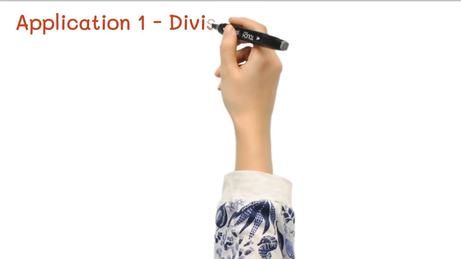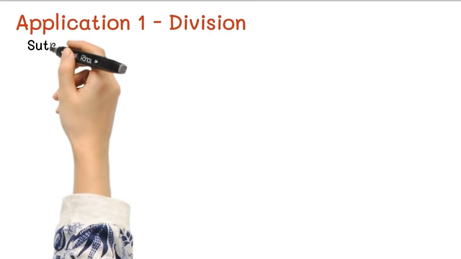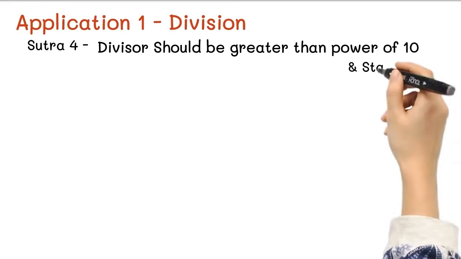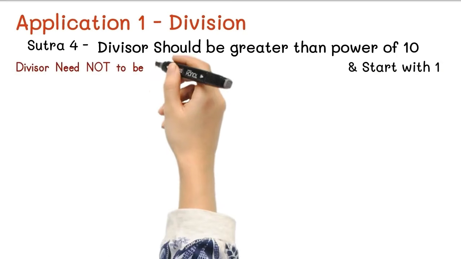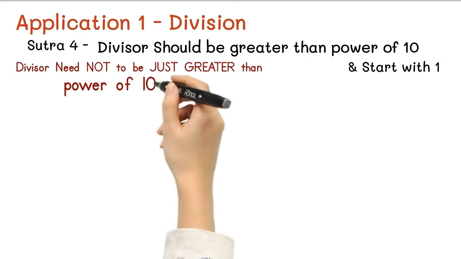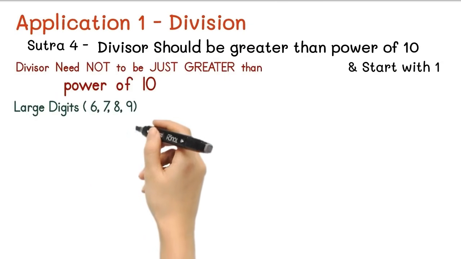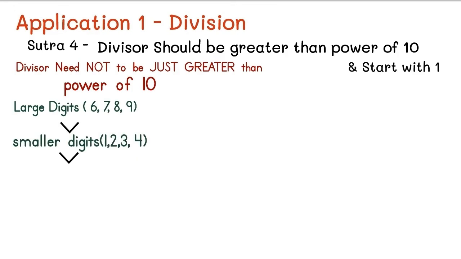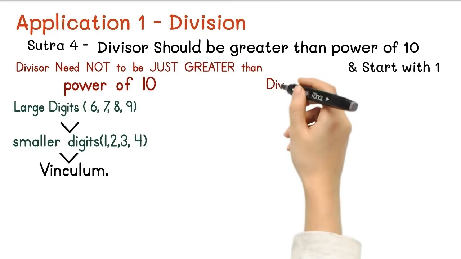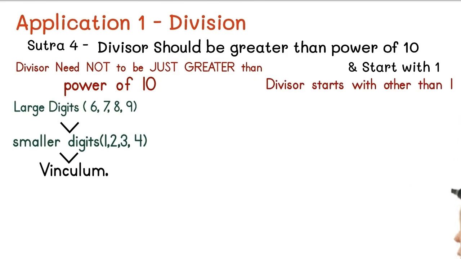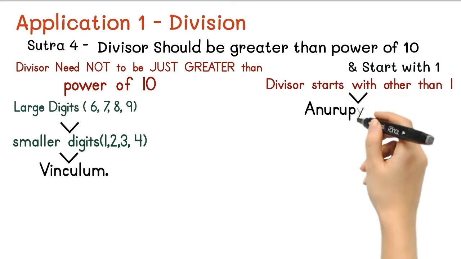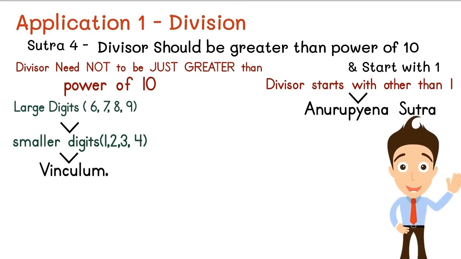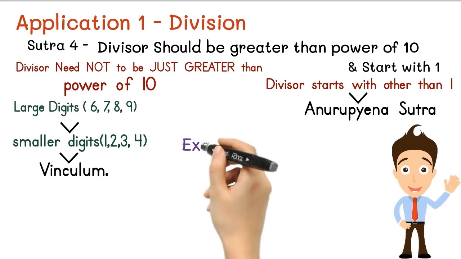Application 1. Division. According to the Vedic Maths Sutra 4, divisor should be greater than power of 10 and start with 1. But in every example, divisor need not be just greater than power of 10. So in this case, we will convert large digits 6, 7, 8, 9 into the smaller digits 1, 2, 3, 4 by using the Vinkilam method. Also, if you are getting a divisor that starts with other than 1, then we can apply the Anurupyena sutra. So in this way, if the condition is not satisfied, then we have other methods in Vedic math.